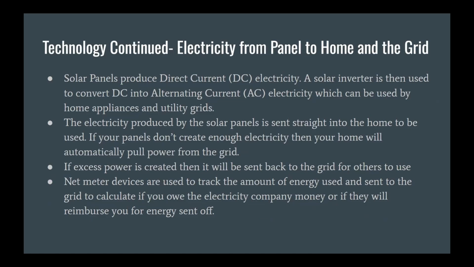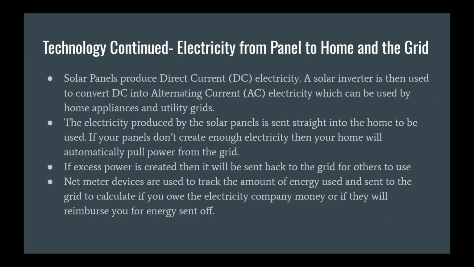Continued, the electricity from panel to home in the grid. Solar panels produce direct current electricity. A solar inverter is then used to convert DC into alternating current, known as AC electricity, which can be used by home appliances and utility grids.